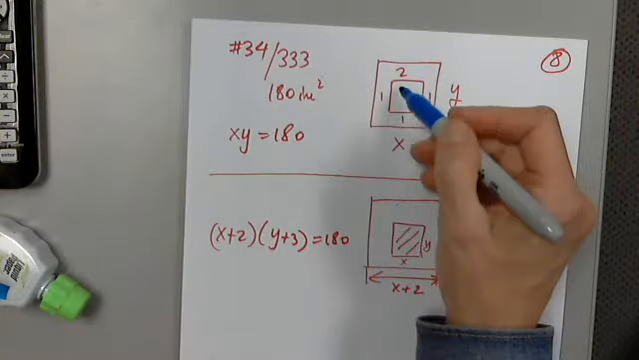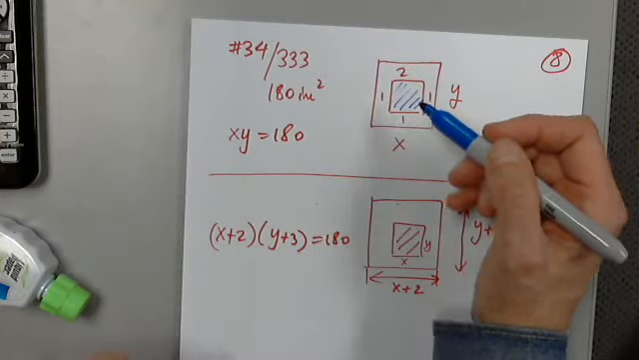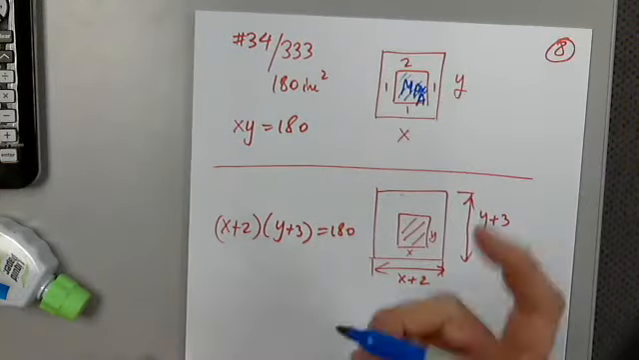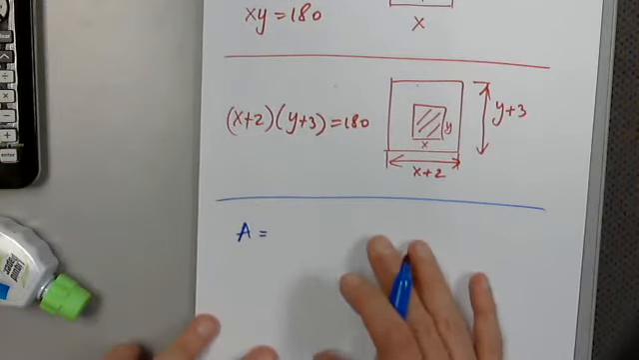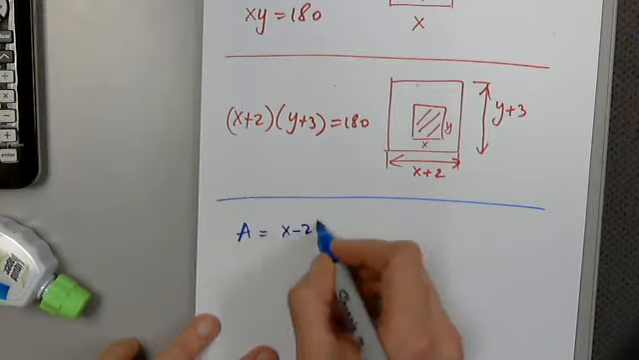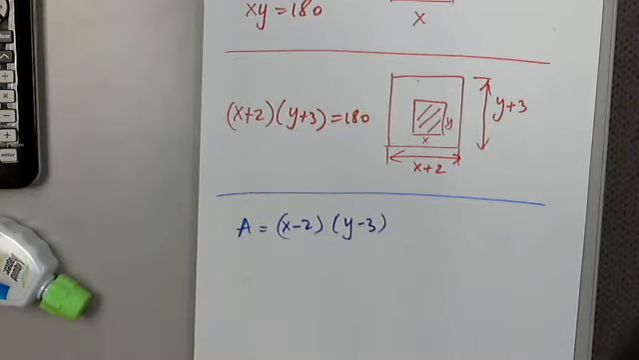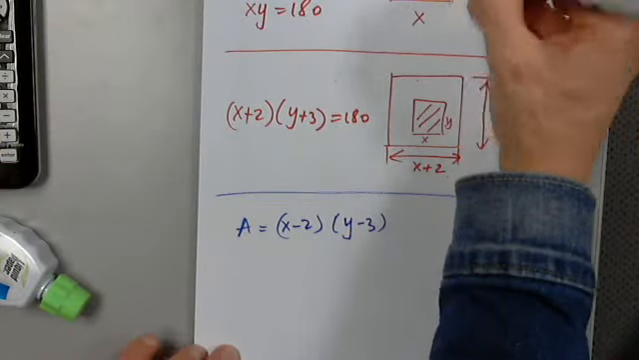So now if you want to minimize this area, that's what we're asked, what dimensions? Oh, the largest printed area. So we want to maximize the area. If we stick with that, then we have the area, which is x minus 2 times y minus 3. So this piece is x minus 2, and this piece is y minus 3.